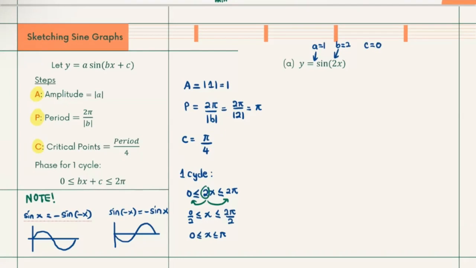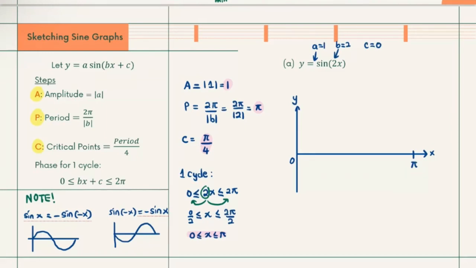Okay, now macam mana kita nak lukis dia? Ni saya buat map. Ini adalah range untuk one cycle, domain kita untuk one cycle. Ini adalah critical point. And then this one is our period. And ini adalah amplitude kita. Okay, now saya plot dia. So our x-axis, and this is our y-axis. Okay, so our domain will be start at 0 until pi.